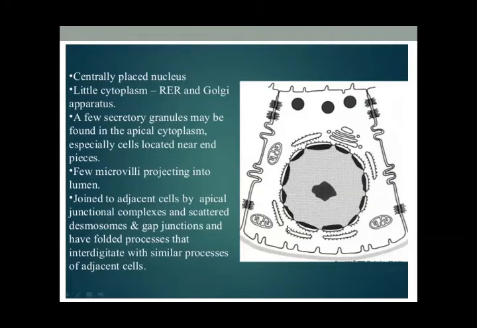Special cells located near the end pieces. Few microvilli projecting into lumen. Joined to adjacent cells by apical junction complexes and scattered desmosomes and gap junctions and have fine processes that interdigitate with similar processes of adjacent cells.